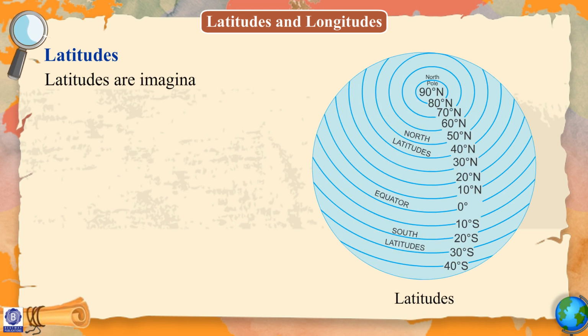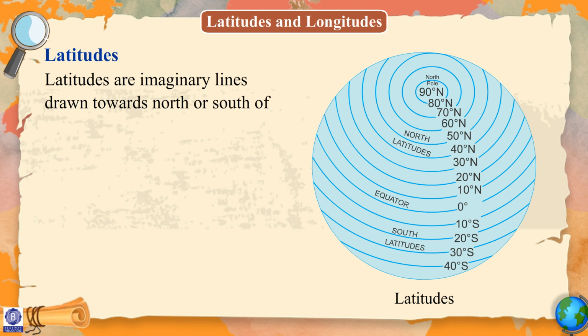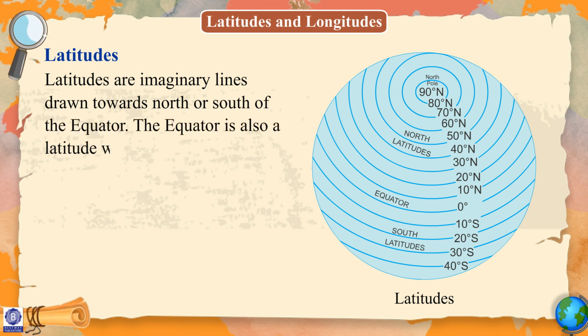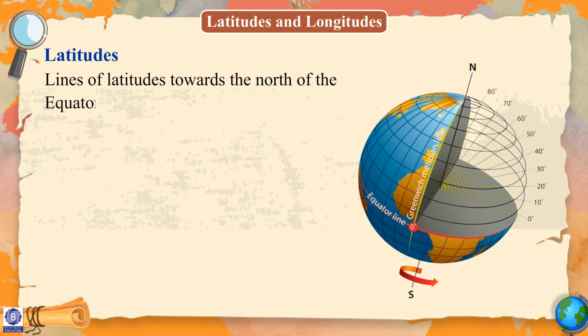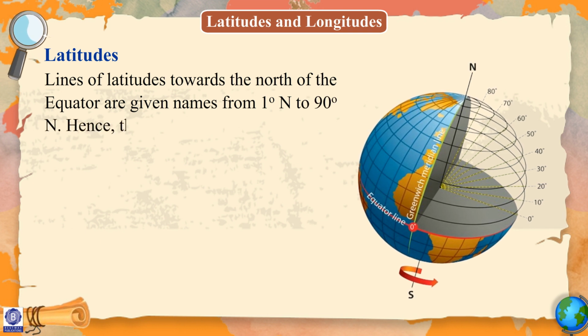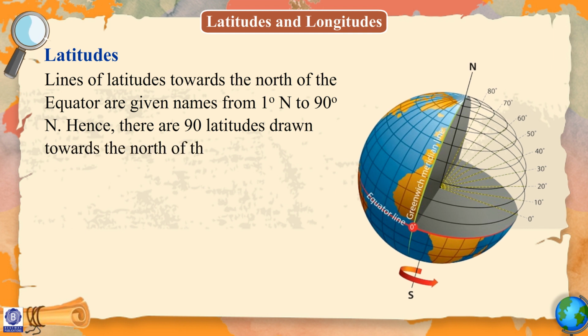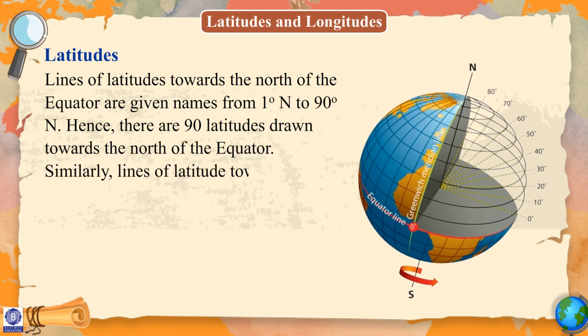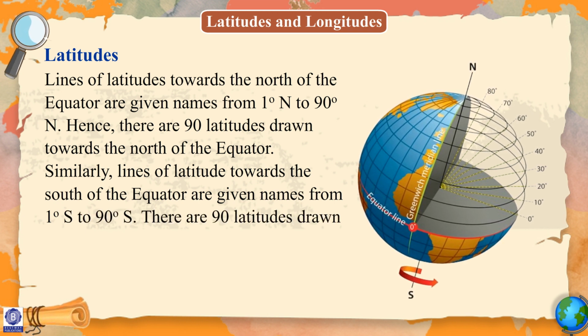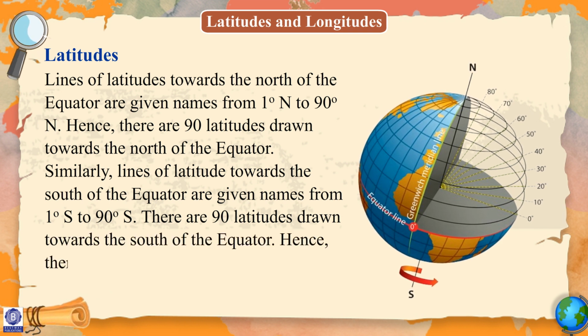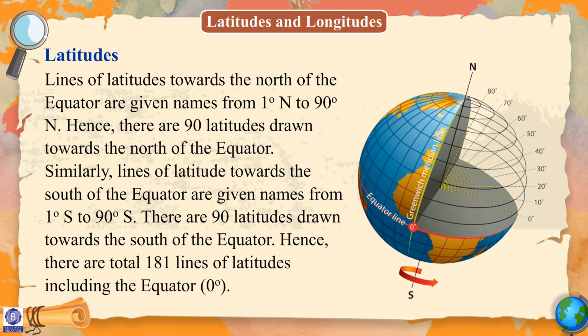Latitudes. Latitudes are imaginary lines drawn towards north or south of the equator. The equator is also a latitude which passes through the center of the earth. Lines of latitudes towards the north of the equator are given names from 1 degree north to 90 degrees north. Hence, there are 90 latitudes drawn towards the north of the equator. Similarly, lines of latitude towards the south of the equator are given names from 1 degree south to 90 degrees south. There are 90 latitudes drawn towards the south of the equator. Hence, there are a total of 181 lines of latitudes including the equator, 0 degree.